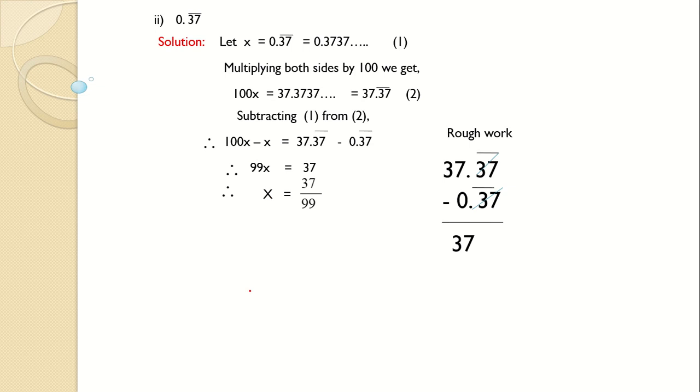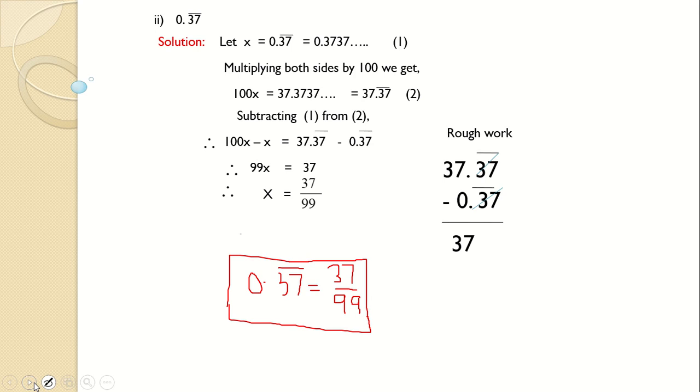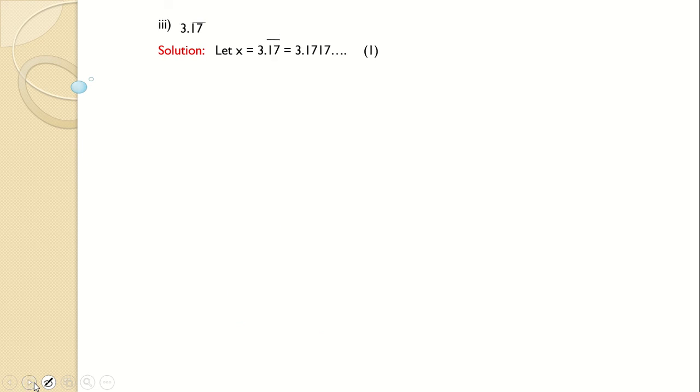And now this x is what? X is 0.37 bar. This x is what we have assumed, 0.37 bar, and that's equal to 37 upon 99. So it was given in decimal form, and we have converted it to fractional form. You can write it and put it in the box like this later. So therefore 0.37 bar is equal to 37 upon 99, and put it in the box.